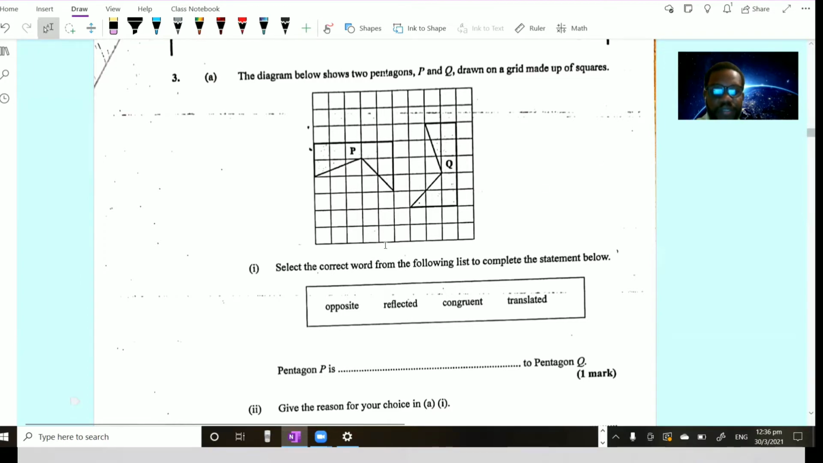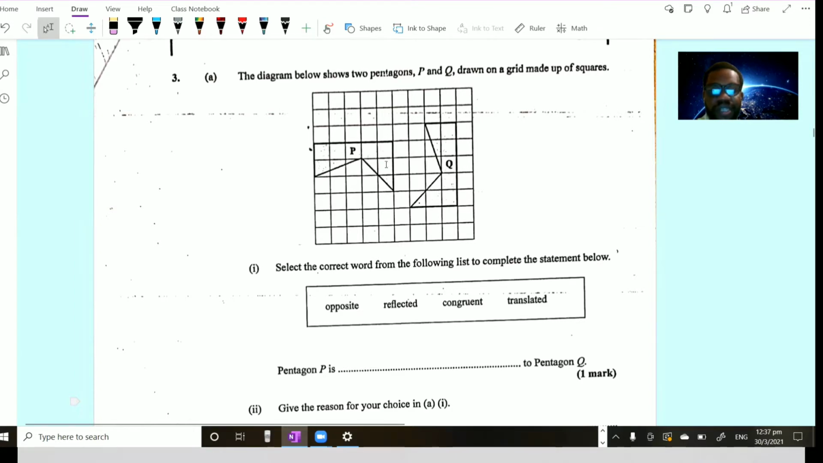All right. It says select the correct word from the following list to complete the statement below. And you have opposite, reflected, congruent, translated. Pentagon P is dash to pentagon Q. Now, if it is reflected, one would be laterally inverted, which is not the case here. The orientation has changed. This has turned completely. This doesn't reflect lateral inversion, all right? And normally when it's reflected, you can bend it on a line of reflection and they overlap. This, of course, wouldn't happen.